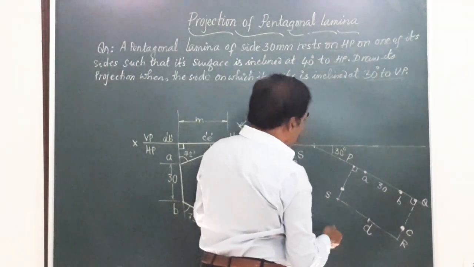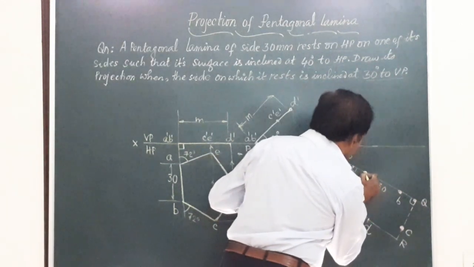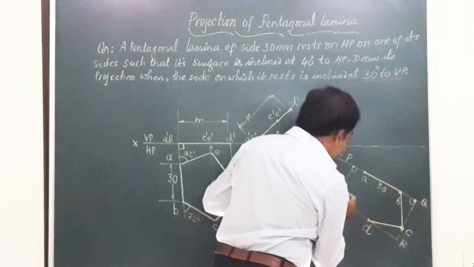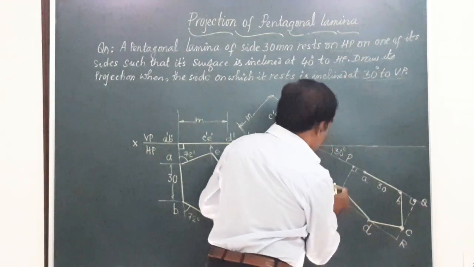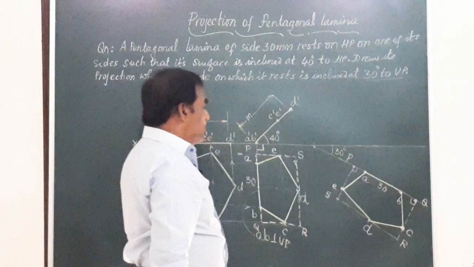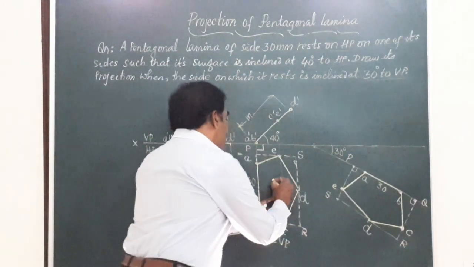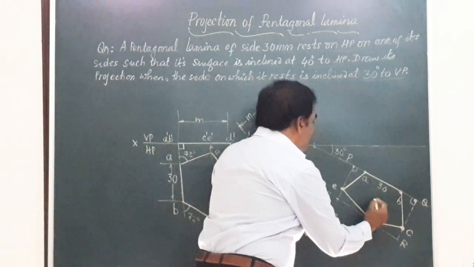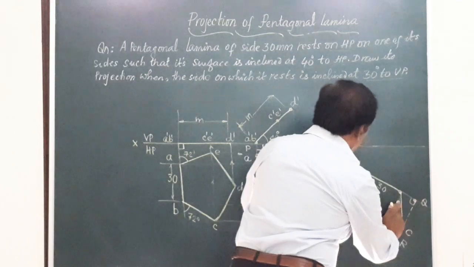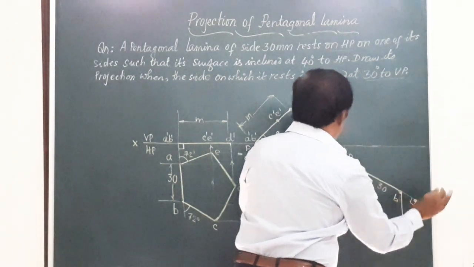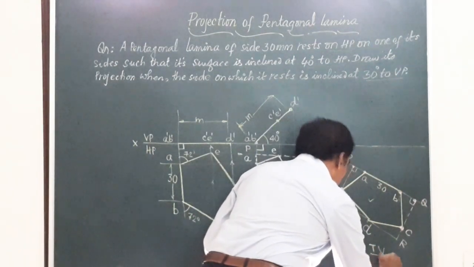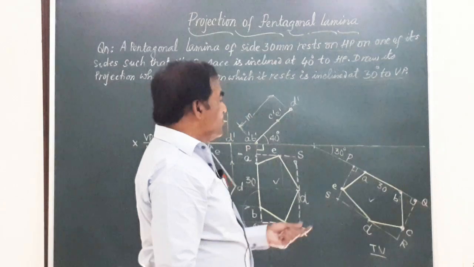So let me join all this by straight line. So join A to B, B to C, C to D, D to E, and E to A. Friends, remember, whatever the figure we have got here, this figure is copied but is only inclined at an angle where AB is at an angle of 30 degrees to VP. Friends, this is the final top view of the pentagonal lamina, and I should get the front view corresponding to this.